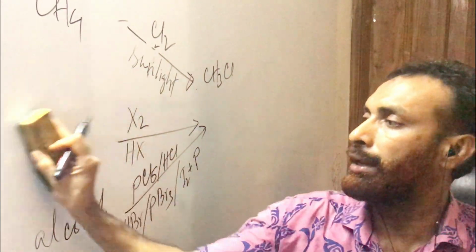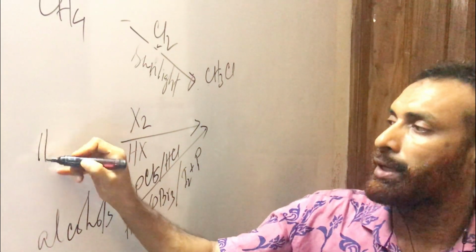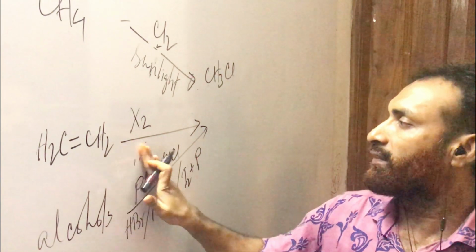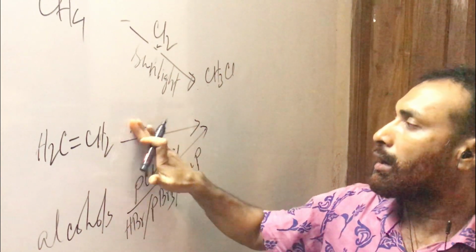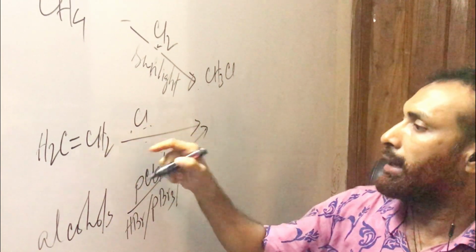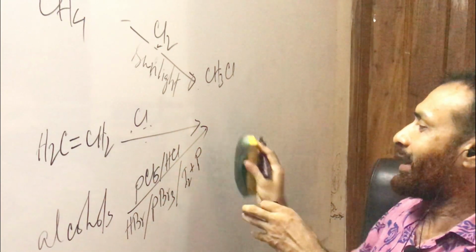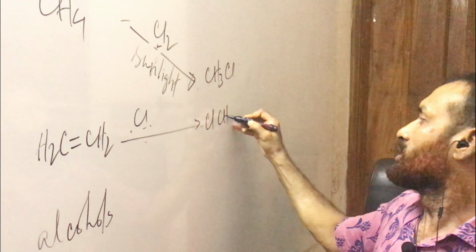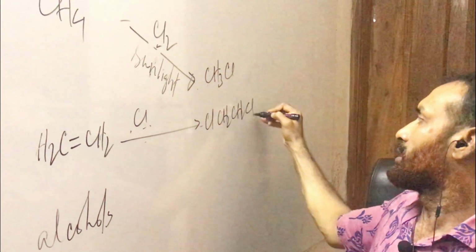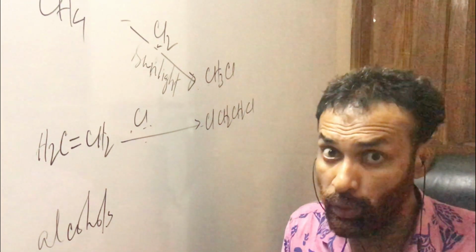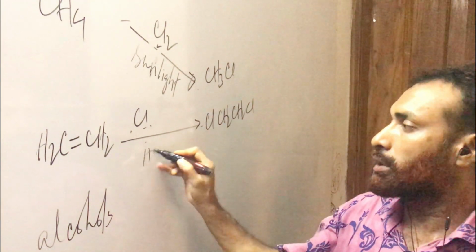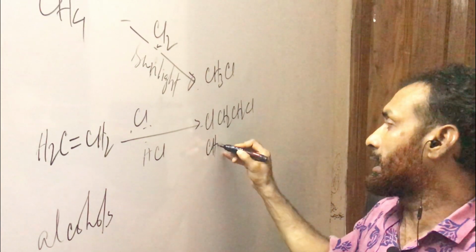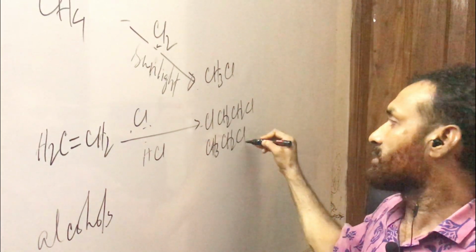And if this is alkene, I say here alkene could be CH2=CH2. And if this is chlorine, then you will get here, I write them separately because products are different, CH2Cl-CH2Cl. This is 1,2-dichloroethane. If this is hydrogen chloride, then the product would be different. What would be there? This would be CH3CH2Cl.